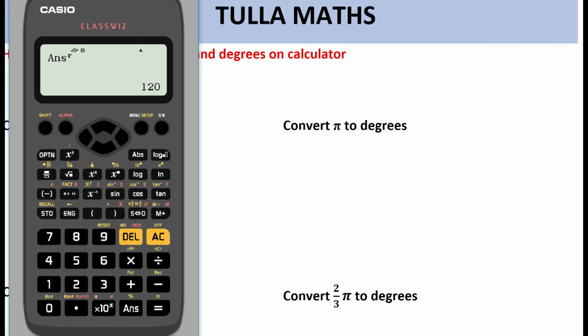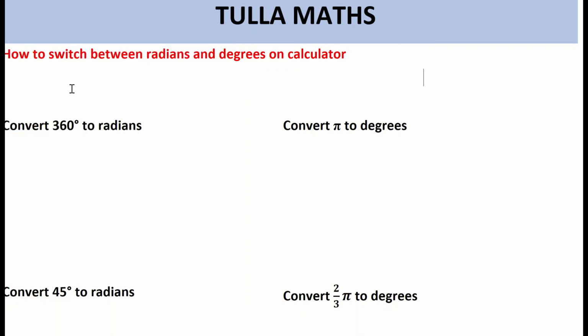So that is 4 examples on how to convert between radians and degrees and radians. So I hope they help.